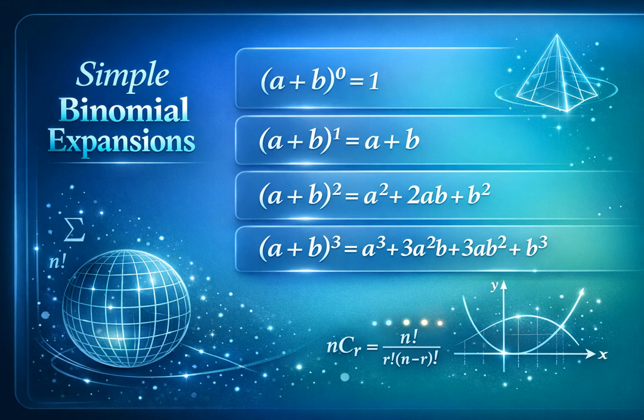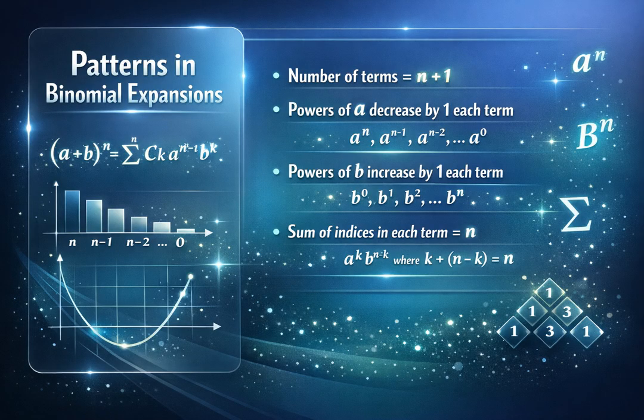Notice the patterns forming. Key patterns emerge in binomial expansions. The number of terms is always one more than the index, so (a + b)^n has n + 1 terms. Powers of a decrease by 1 in each successive term. Powers of b increase by 1, and importantly, the sum of the indices of a and b equals n in every term.